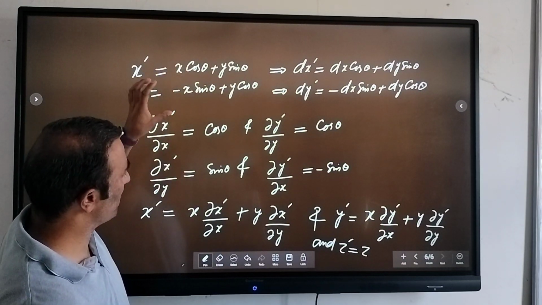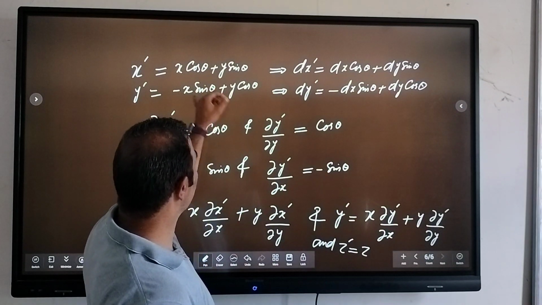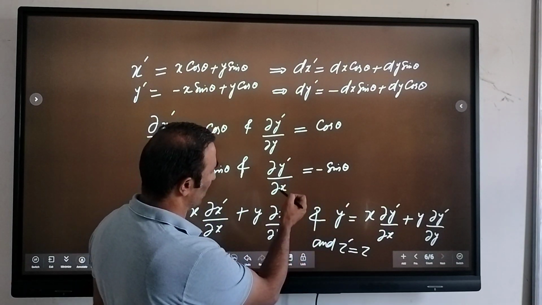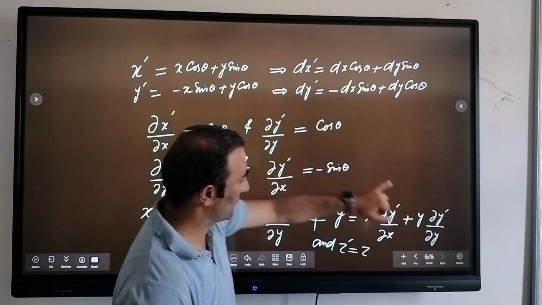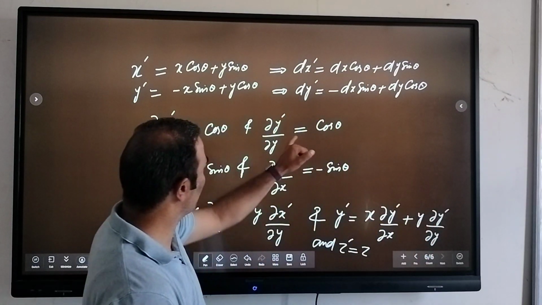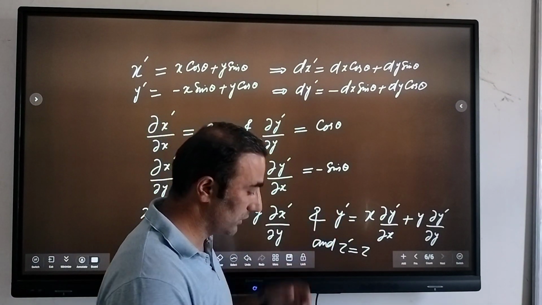The second transformation equation is y prime equal to x times minus sin theta, and minus sin theta is partial y prime by partial x. This is the first term. The second term is plus y cos theta, and instead of cos theta you write partial y prime by partial y. That's it. Now I have these two equations.